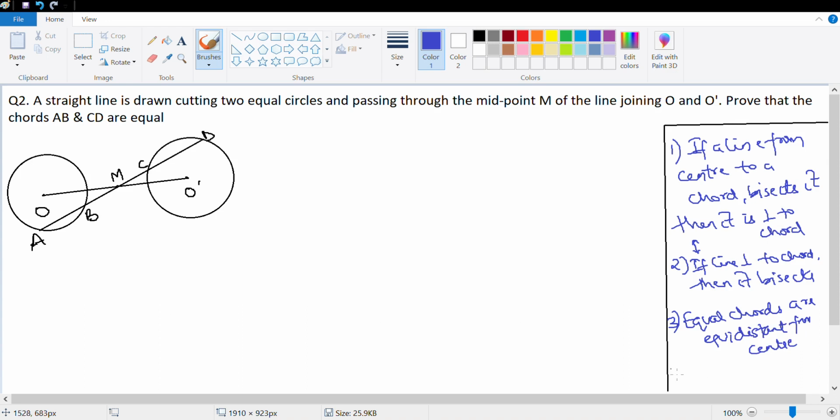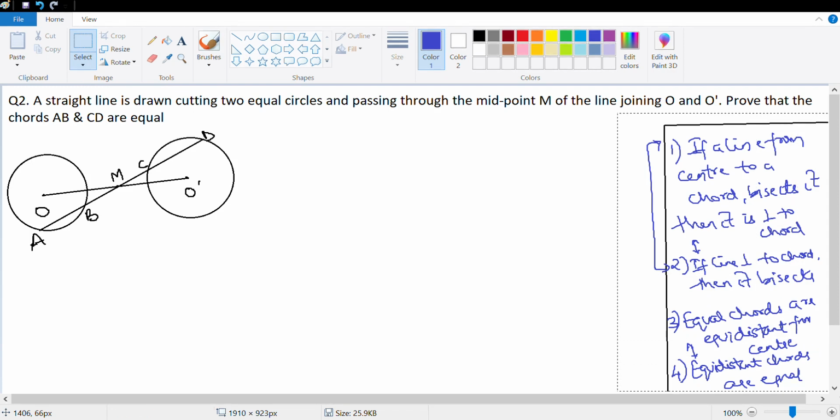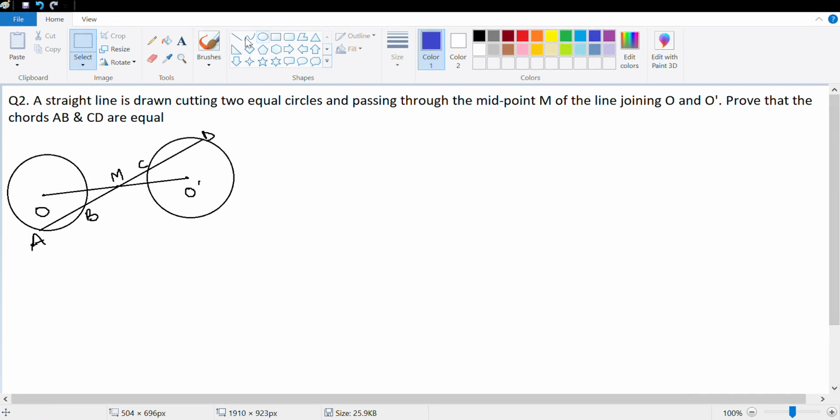And the next one, which is the converse of this, was equidistant chords are equal. Perfect. So our first exercise was basically focused on these two. The second exercise that we have here, 17b, will focus on all four. So let's look at some questions and let's move on.